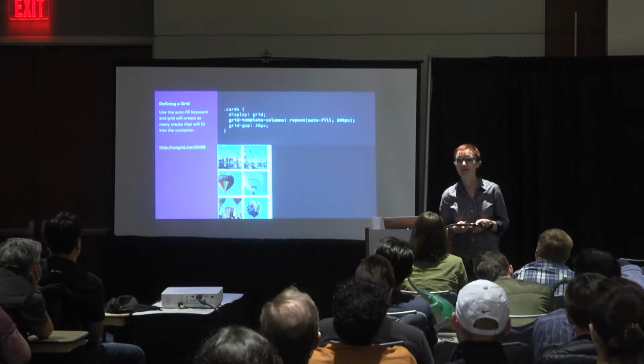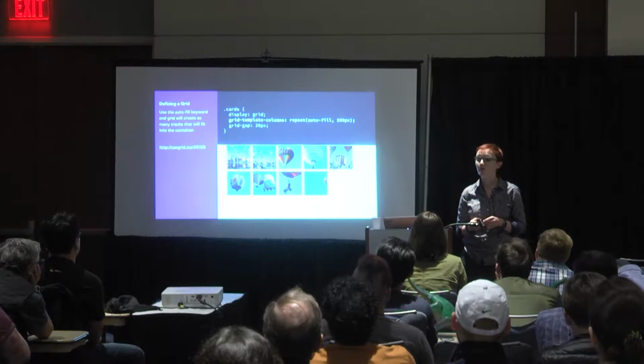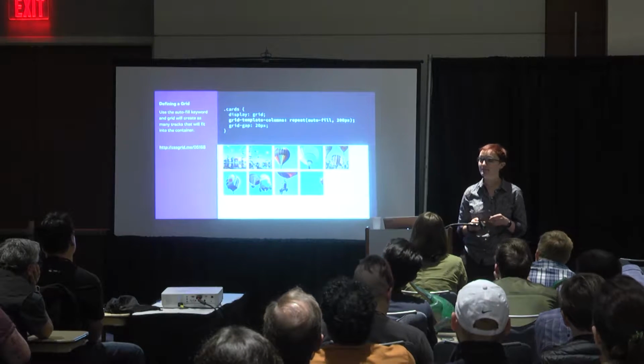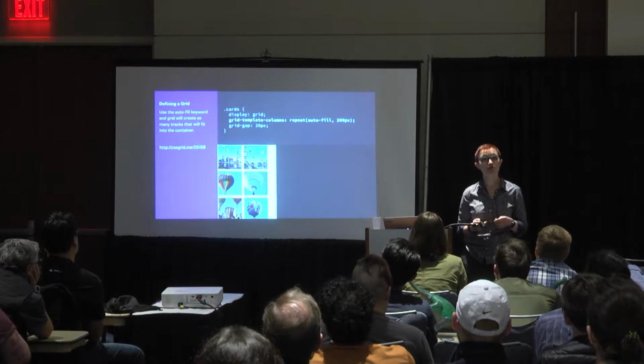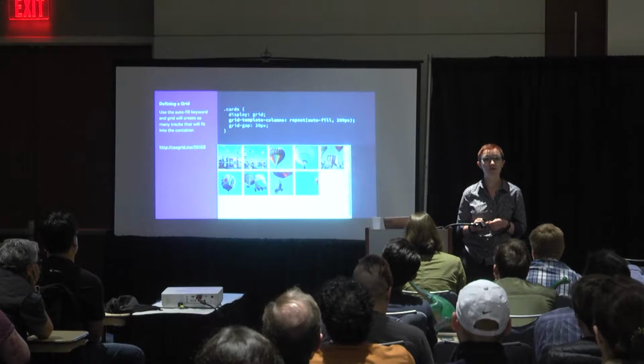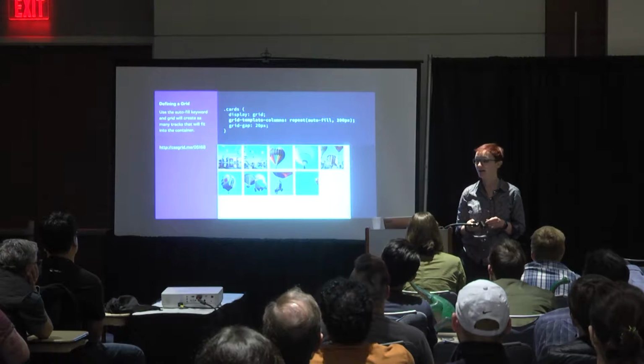And I showed you the repeat syntax, specifying a fixed number of repeating tracks. But you can also ask Grid to add as many tracks of a certain size as will fit into the container. And to do this, we use auto-fill or auto-fit as a keyword rather than using a number there.